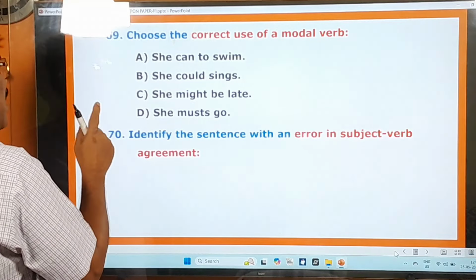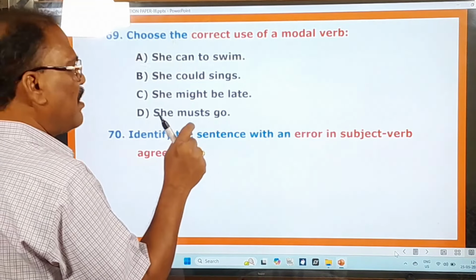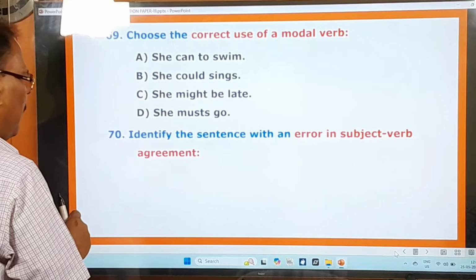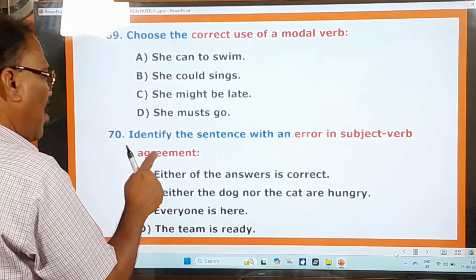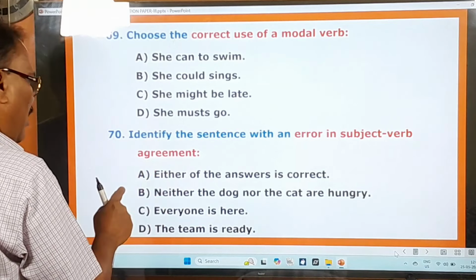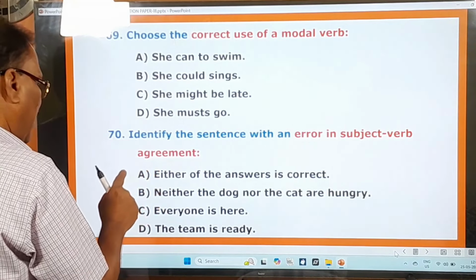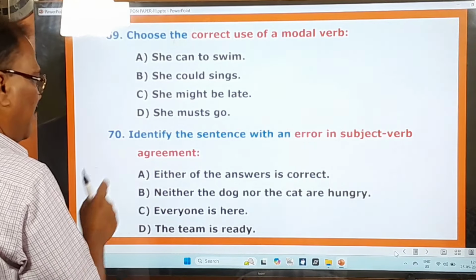70th question. Identify the sentence with an error in subject verb agreement. Either of the answers is correct. Neither the dog nor the cat are hungry. Everyone is here. The team is ready.